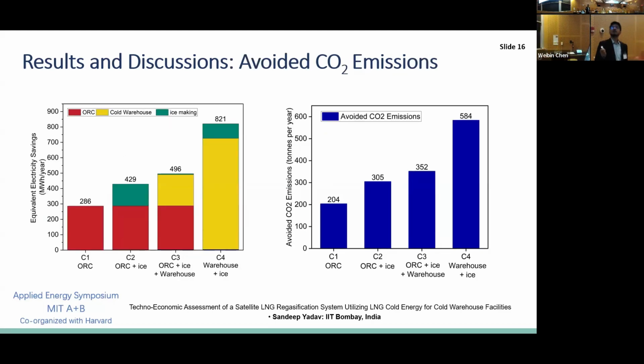In addition, the avoided CO2 emissions are majorly based on the avoided electricity, or the equivalent amount of electricity that we can save. As we can see in case 1, annually we can save around 286 megawatt hours of electricity. In addition to that, at maximum we can avoid around 821 megawatt hours of electricity annually, which can displace annual CO2 emissions of 584 tons per year.